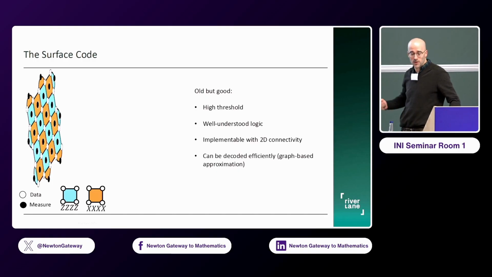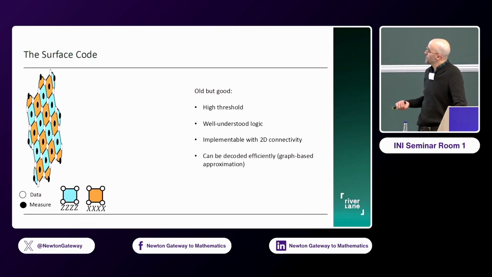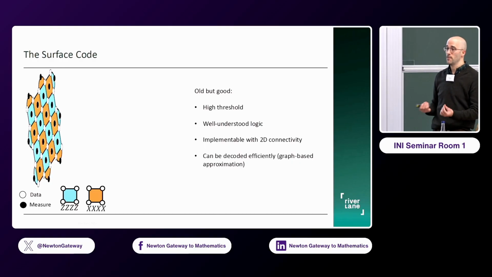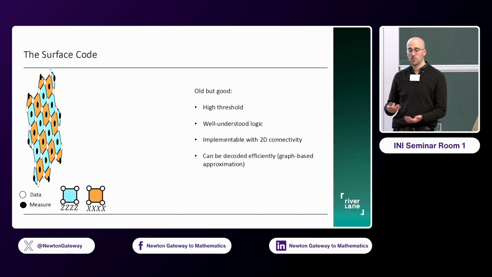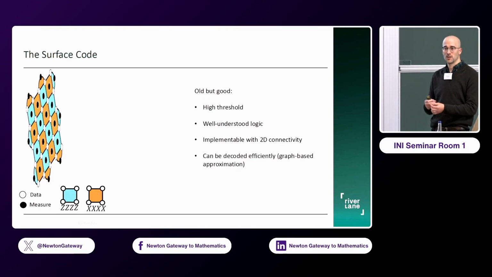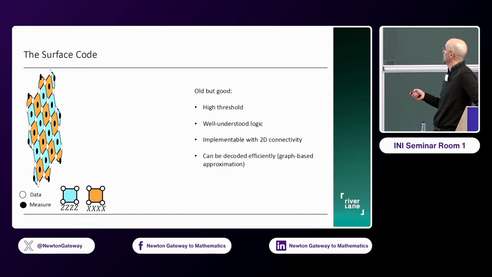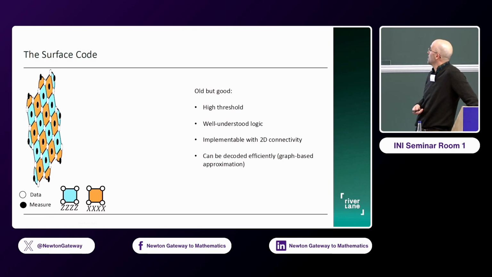And it's good because it has a number of great properties, including that it has a very high threshold, which means it can deal with relatively noisy qubits. We know very well how to do error-corrected logic with the surface code. Then, importantly, the surface code can be implemented in architectures that have two-dimensional connectivity. So that means, for example, if you're printing your qubits in a wafer, you only need to make your qubits interact with their neighboring qubits in an array, in a lattice. And that will be enough to implement the surface code. And then also, importantly for us, the surface code can be decoded efficiently. And technically, what that means is that the decoding problem admits a graph-based approximation.